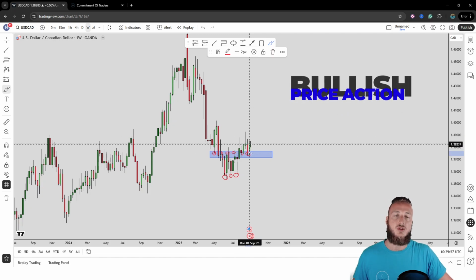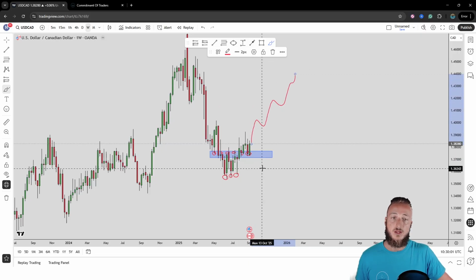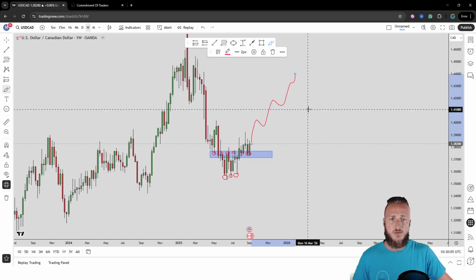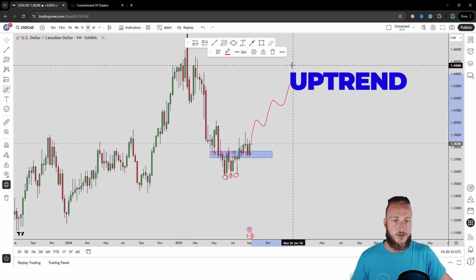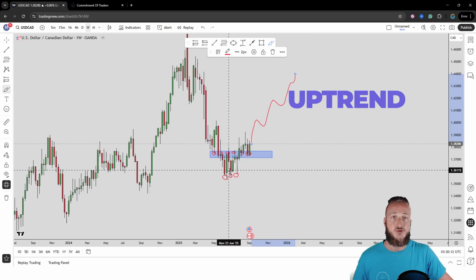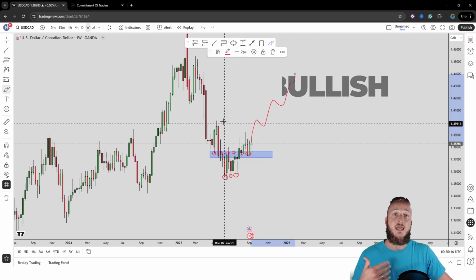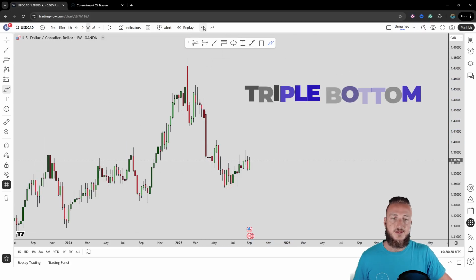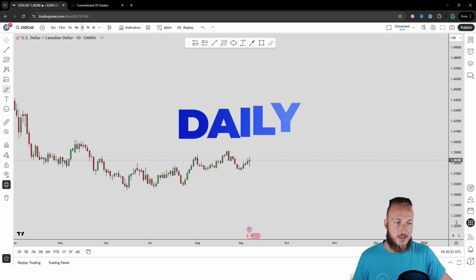So in a situation like this, there is very good probability of seeing bullish price action being printed away from this area, and for the market to really shift from lower lows and lower highs to higher highs and higher lows. So from a bearish trend to a bullish trend, with the triple bottom here being the inversion pattern for this market. So the situation at the moment is very clear. Let's keep all of this in mind and drop down to the daily time frame.